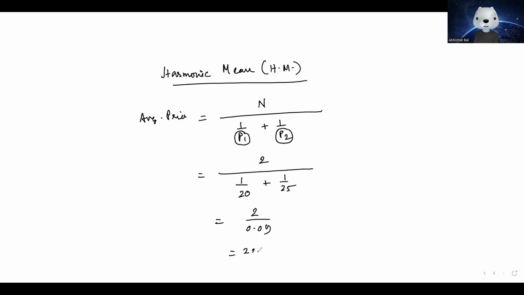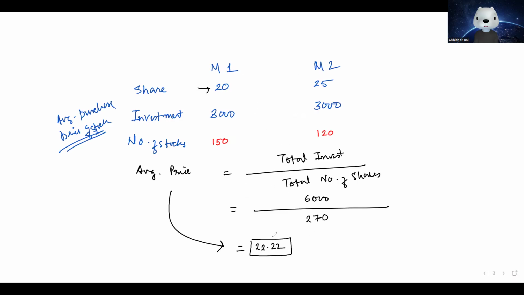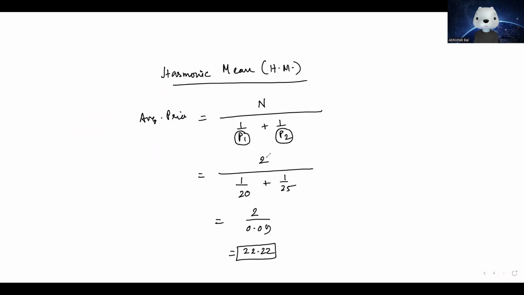Which will give you a value of 22.22. This exactly coincides with the value that we have got out here. The interesting thing out here is that we really need not take the number of shares into account. All that we need to understand is the number of data points, the number of instances that these transactions actually took place. So out here, N represents the number of months, not the number of shares that we are talking about.